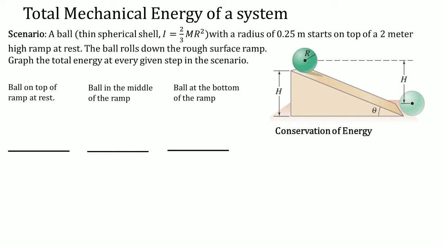Graph the total energy at every given step in the scenario. When the ball's on top of the ramp, we would say that it has all gravitational potential energy. If you would like to calculate this, it is just simple mgh. Okay? There's only gravitational potential energy at the start.